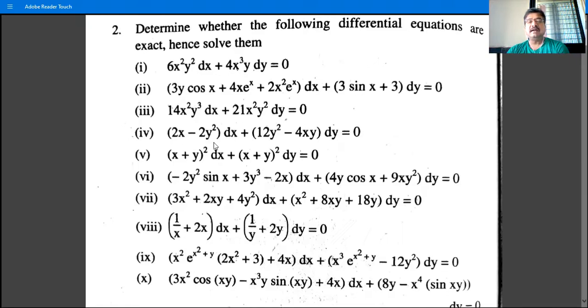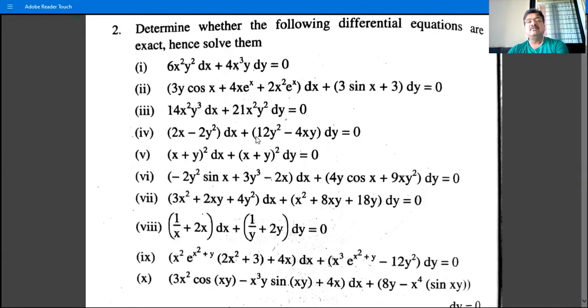And then find ∂M/∂y and ∂N/∂x. That is, the coefficient of dx is M, the coefficient of dy is N, and we have to find the derivative of M with respect to y and N with respect to x. And if these two are equal, ∂M/∂y is equal to ∂N/∂x, then the given differential equation is an exact differential equation.